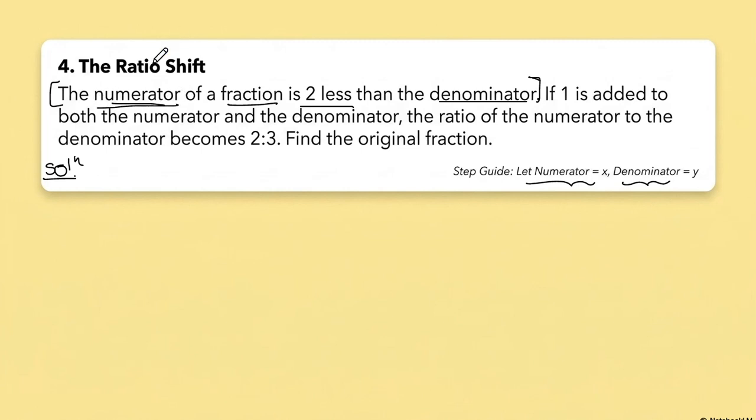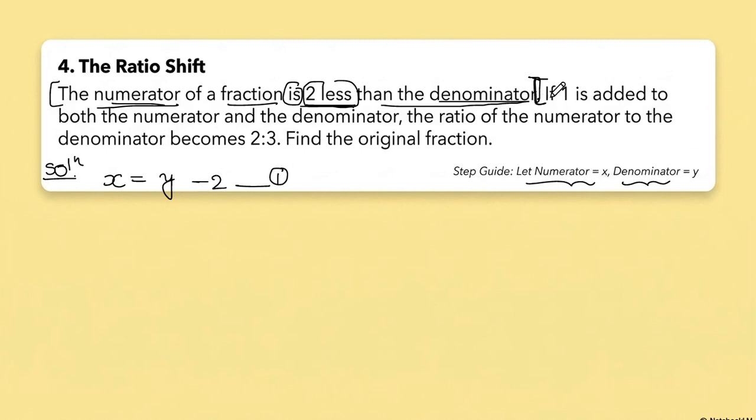So the numerator means what? X. So we'll write x of a fraction is means what? Is equal to 2 less. 2 less means minus 2. So from which quantity we have to do minus 2? From the denominator. So denominator means what? Y. Okay. So we got our one equation, x is equal to y minus 2.